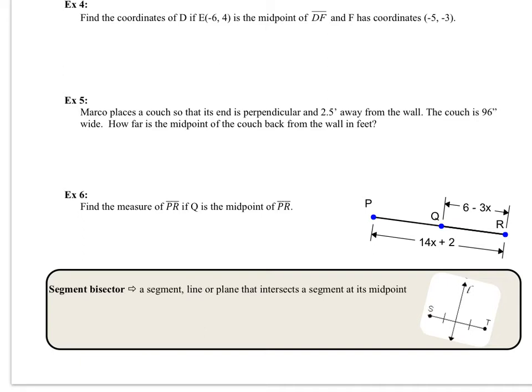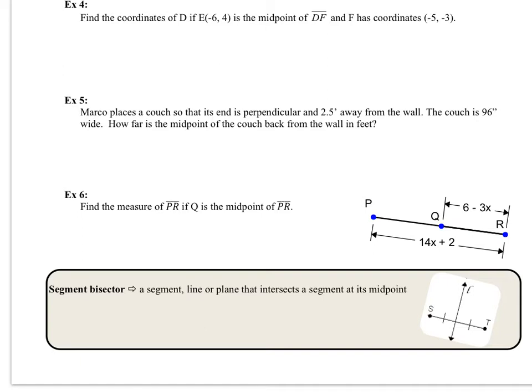Now in example 5, it tells us that Marco places a couch so that its end is perpendicular and 2.5 feet away from the wall. The couch is 96 inches wide. How far is the midpoint of the couch from the back of the wall in feet?